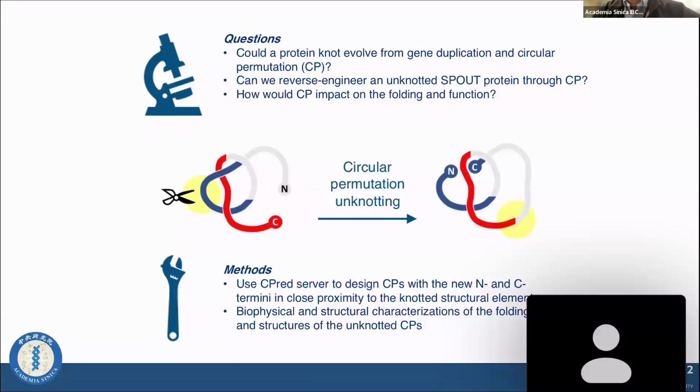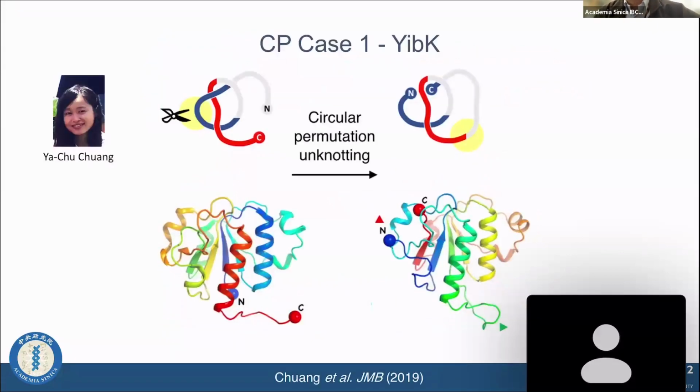So what we did was we used protein engineering. We introduced new openings in different places and saw which ones can fold. In the first case, we could have a circular permutant that has, by eye, the same native structure compared to the parent knotted protein. But what happens is that we introduce a new opening, and then this protein, by the definition of protein knots, is no longer knotted.